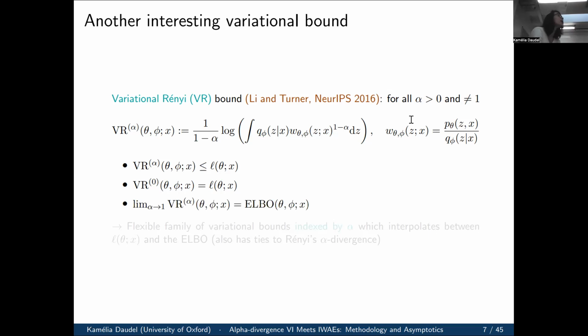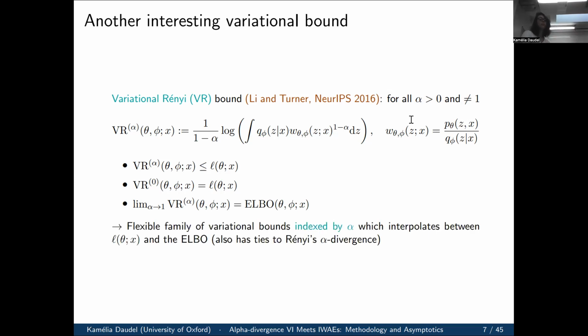And if I let alpha go to 1 in my variational Rényi bound, I recover the traditional evidence lower bound. So the message is that by introducing this variational Rényi bound, we're working with a flexible family of variational bounds, which are indexed by this alpha, and which enable us to interpolate between the marginal log likelihood, so our objective, and the evidence lower bound.